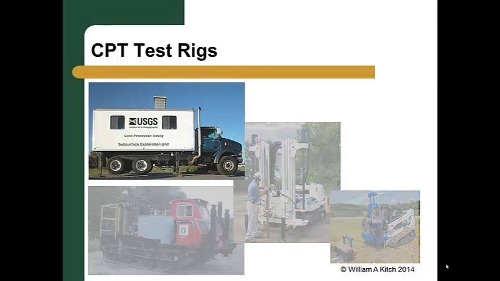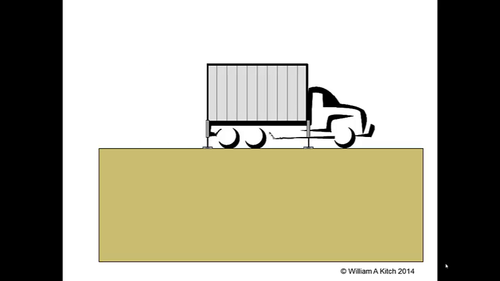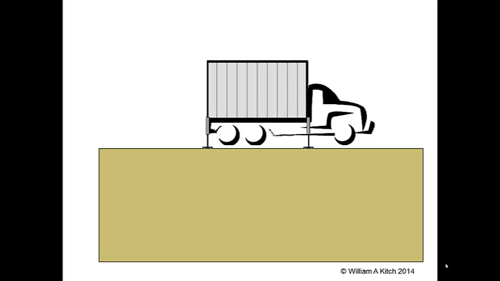Truck-mounted rigs are by far the most common rig used for CPT testing, and that's the rig that I'll be using to illustrate the CPT testing process in this webcast. However, the testing process is essentially the same regardless of what type of rig is used. The cone penetration test starts by locating the rig on site at the desired location. The rig is then leveled using external hydraulic jacks.